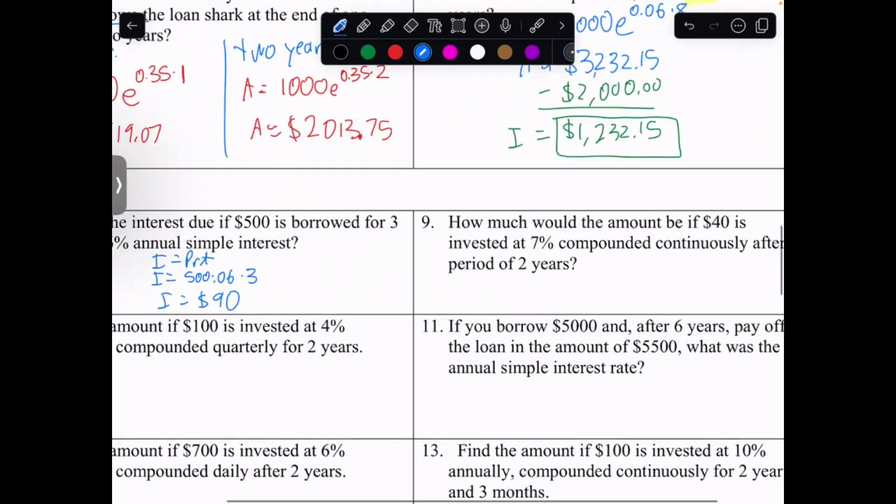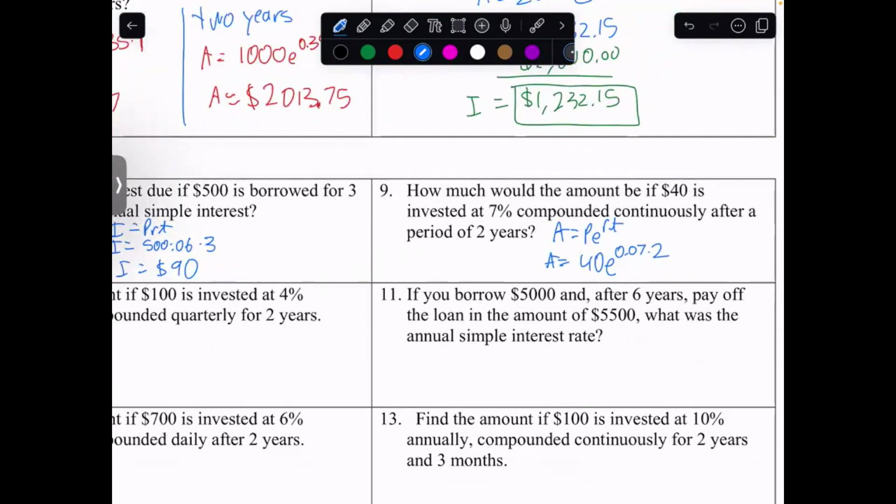Problem 9, the keyword here is continuously. So that means you use the A equals PE to the power of RT formula. So the initial amount is 40, interest rate 7% is 0.07, time is 2 years. So this comes out to $46.01.